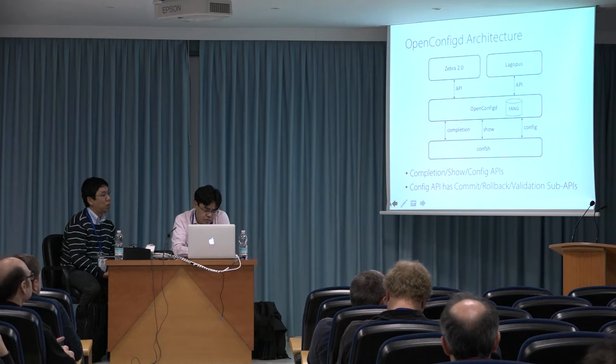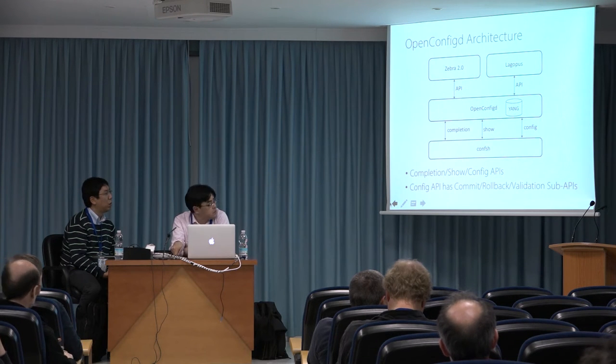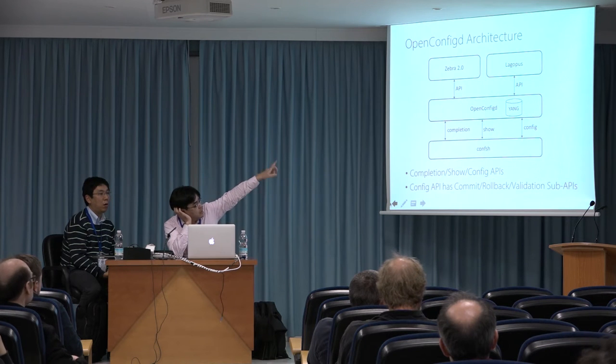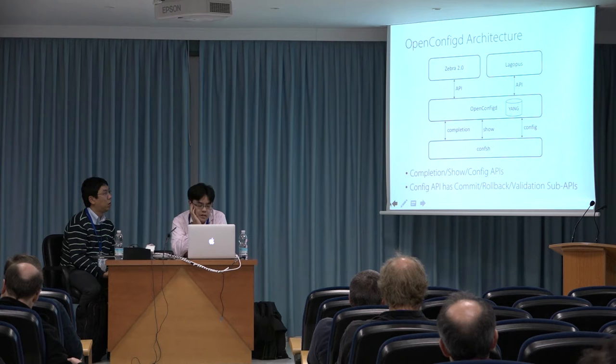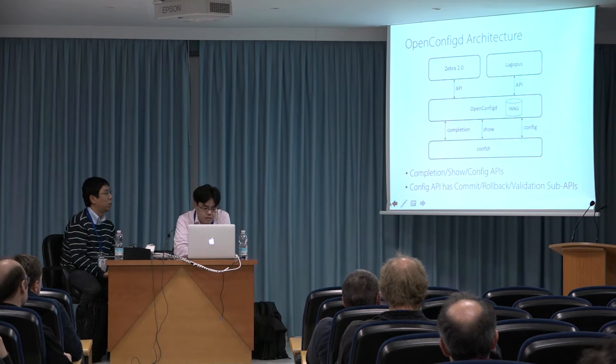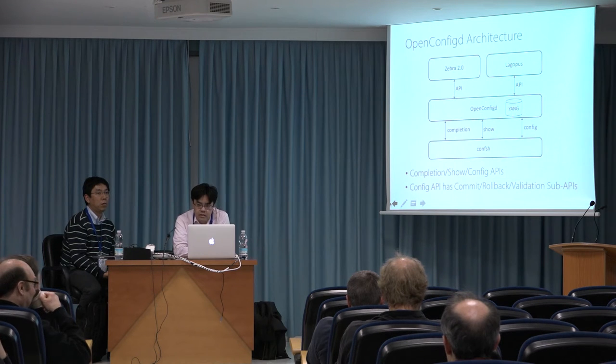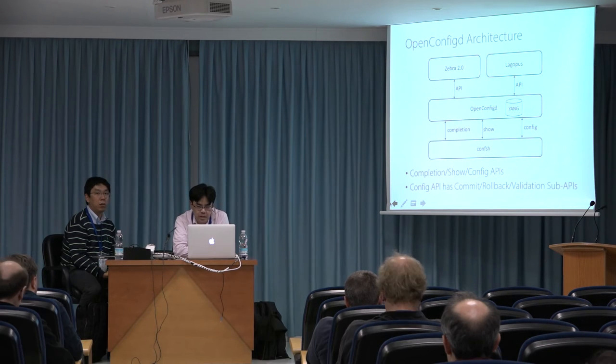And currently, the OpenConfigD architecture looks like this. There's a protocol module at the top, and Lagopus is handling OpenFlow. There's a central manager called OpenConfigD, and it has a YANG-based configuration database. The shell has three different APIs. One is used for completion, another is for showing the current status, and the last one is for doing the configuration. Inside the configuration API, it has commit, rollback, and validation kinds of sub-APIs.